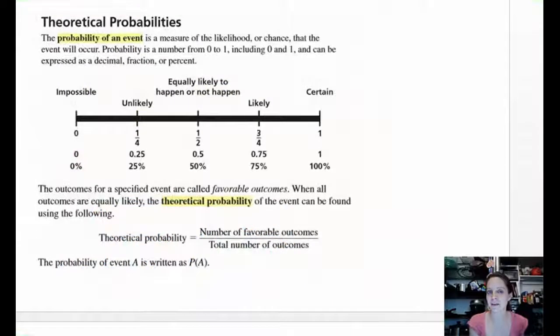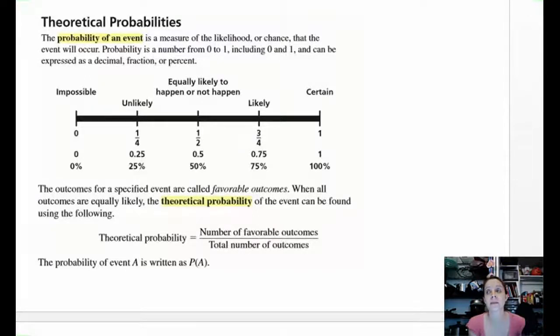Our second topic, theoretical probabilities. The probability of an event is a measure of the likelihood or chance that that event will occur. Probability is a number from 0 to 1, including 0 and 1, and can be expressed as a decimal, fraction, or percent. As a reminder, if the probability of an event is 0, it means it's impossible or not going to happen. So if you're rolling a six-sided die, the probability of rolling a 7, for example, is 0. And then 1 is that it's absolutely going to happen, 100%.